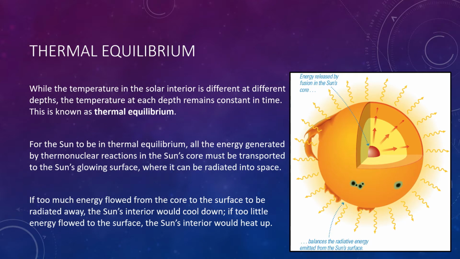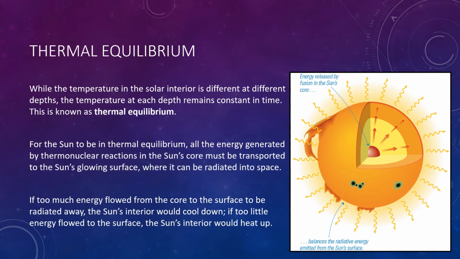So not only is it in hydrostatic equilibrium, but another balance sustained by the sun is known as thermal equilibrium, which states that while the temperature in the solar interior is different at different depths, the temperature at each particular depth remains constant in time. So it might be hotter near the core and cooler near the surface, but at each certain depth, say, 100 meters into the surface or 1,000 meters into the surface, everywhere at 1,000 meters around the sun, it's roughly the same temperature and it stays that way.